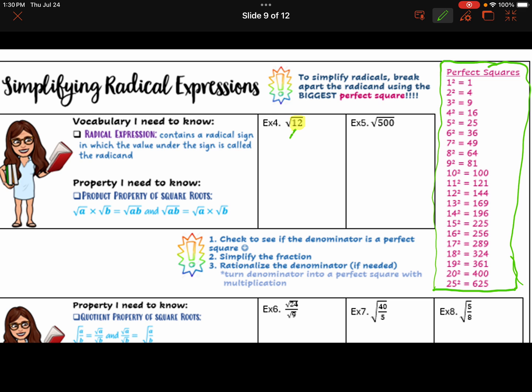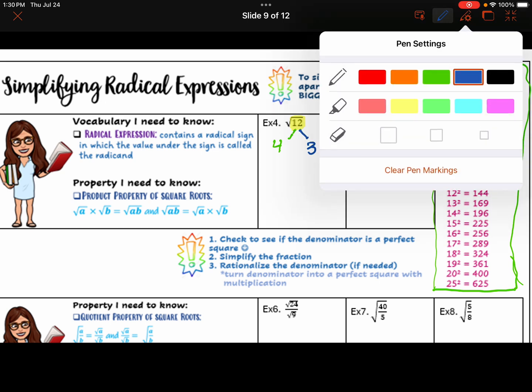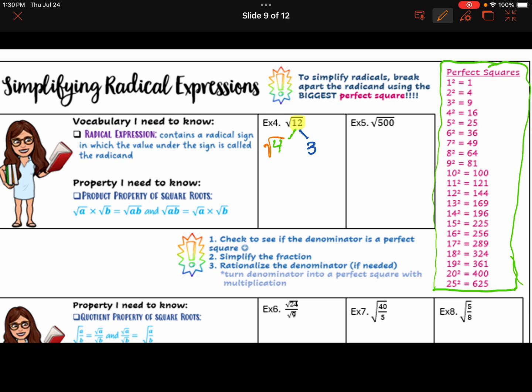And hopefully you're going, oh, well, Mrs. Stroll, that would be 4. Good job. And then 4 times what gives me 12? And you would say 3. How we're getting that is we're taking the square root of 4 times the square root of 3. And that's this property right here.